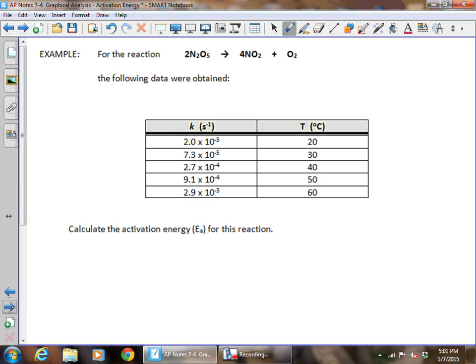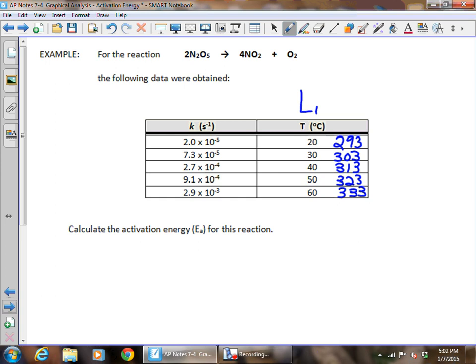Now, a couple of things. The first thing you want to do is to put temperature in L1, but remember, temperature has to be Kelvin. So make sure that you change all of these to Kelvin values. So this is going to be 293, 303, 313, 323, and 333. So make sure that when you put these into your graphing calculators, you put them in again as temperature. And T always goes in L1.